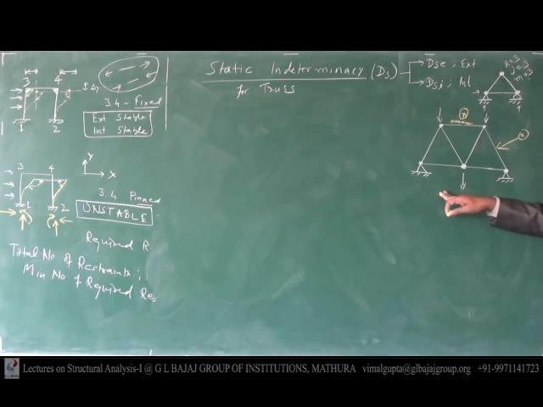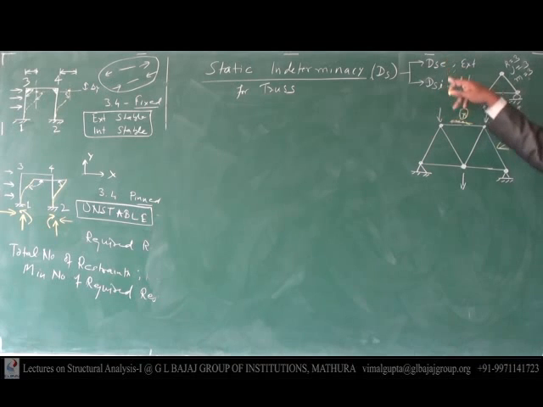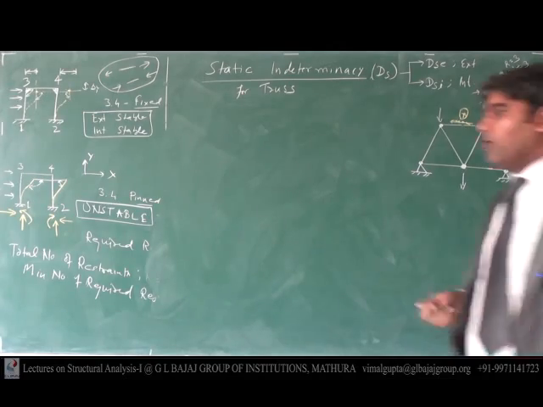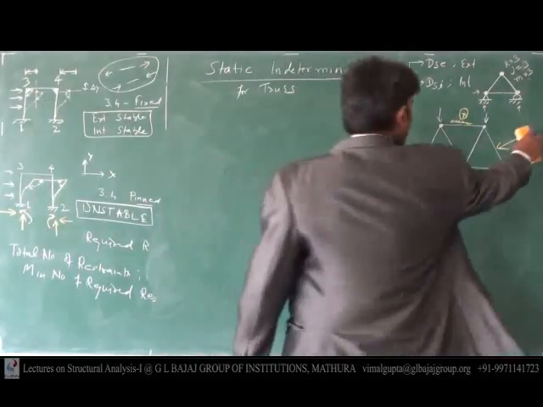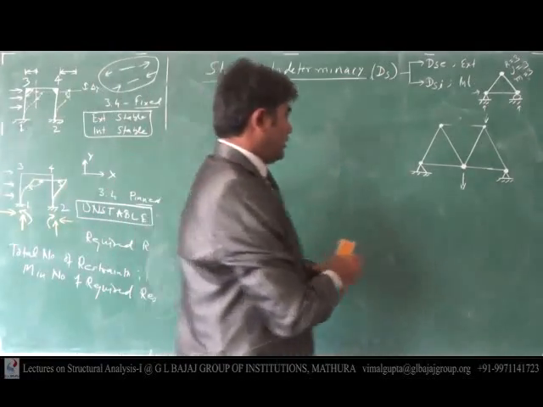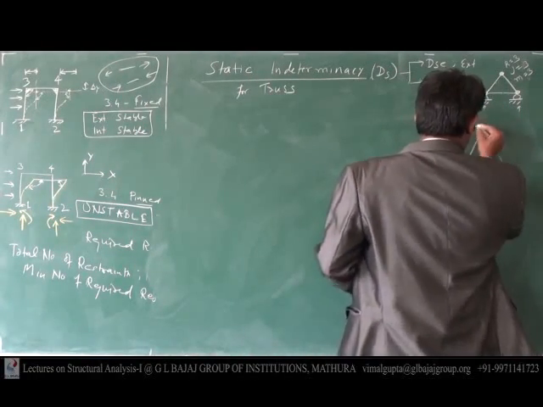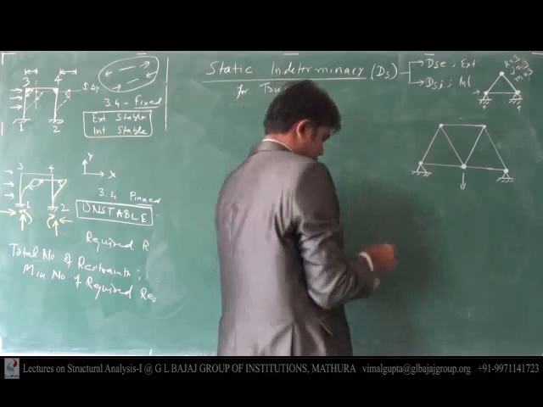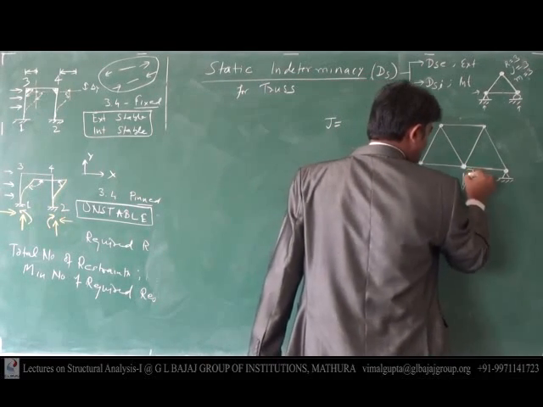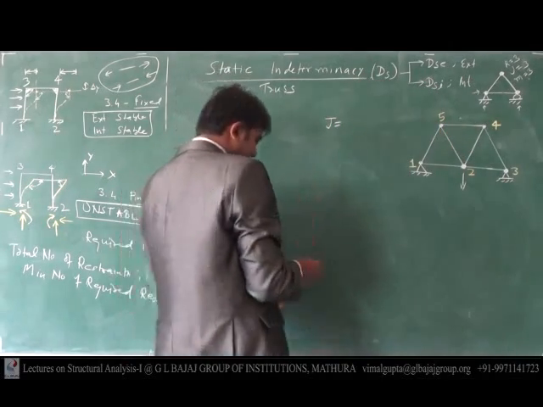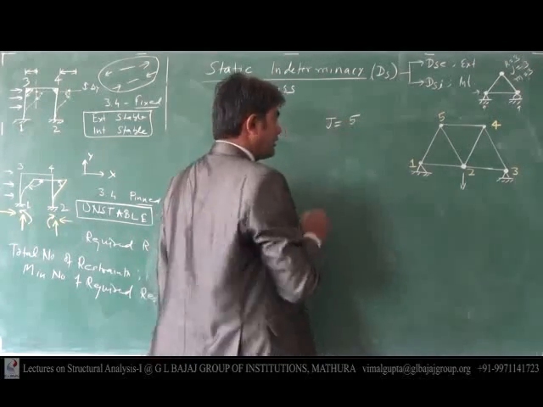Now I am going to calculate static indeterminacy, both externally and internally. So how will it be calculated? It's very simple. Consider this example. Number of joints here: 1, 2, 3, 4, 5. The number of joints is 5.